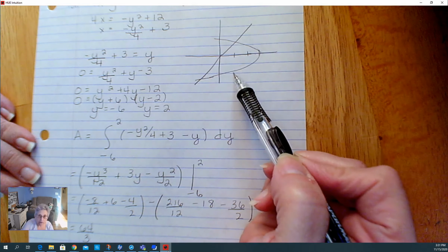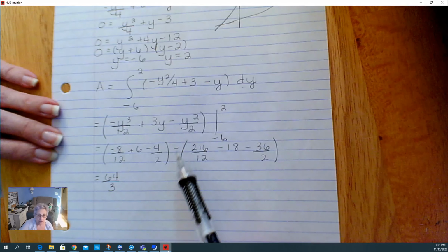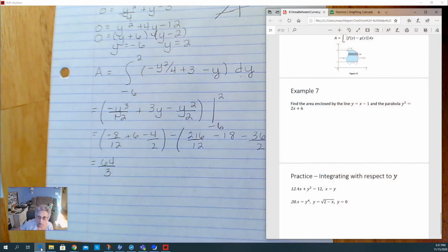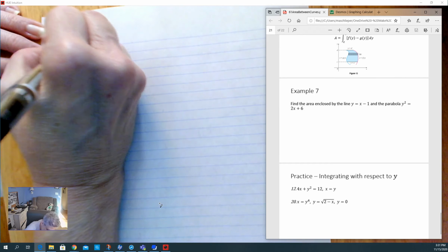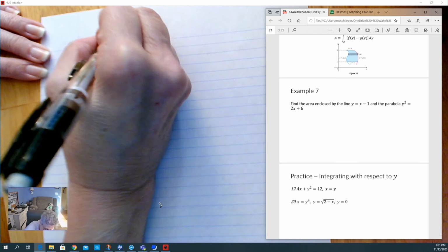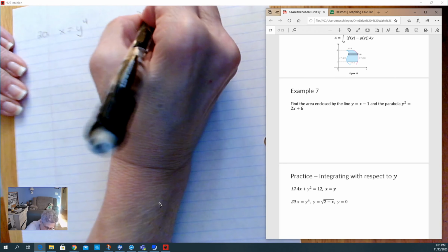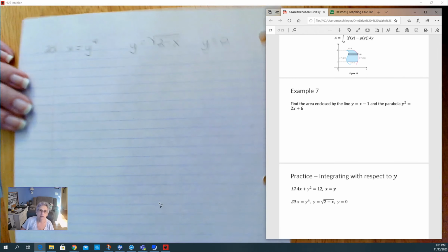The parabola is further to the right, so it's parabola minus line, integrate, arithmetic, answer. Voila. Okay, let me get my questions back up here. We want to integrate with respect to y. Number 20, we have x equals y to the 4th power, and y equals the square root of 2 minus x, and we're looking at when y is greater than 0.